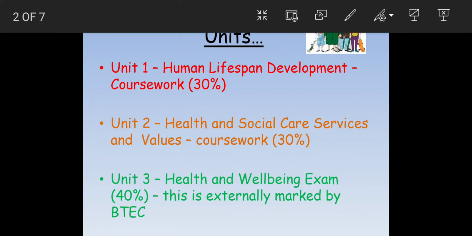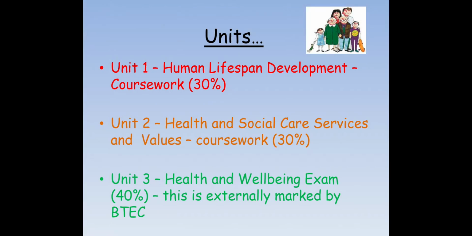So we have units that we look at, and we have unit 1, which is called human lifespan development, and that's coursework that we do in year 10, and it's based on 30% of the final grade. And we also have unit 2, which is health and social care services and values, again coursework, which is done in year 10. Now each of these units are split up, so unit 1 has 2 units. This unit is called unit 1A and unit 1B, and the same then for unit 2, it's called unit 2A and unit 2B.